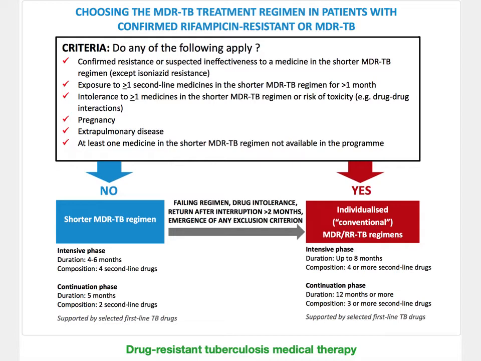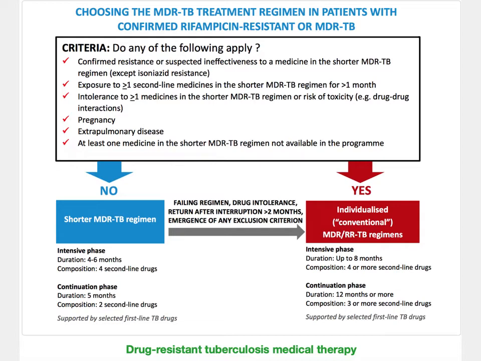So if the answer to these questions is no, then the shorter multiple drug resistant TB regimen is used. Then you can see the intensive phase duration is around 4 to 6 months with 4 second line drugs, and the continuation phase is for 5 months with 2 second line drugs.